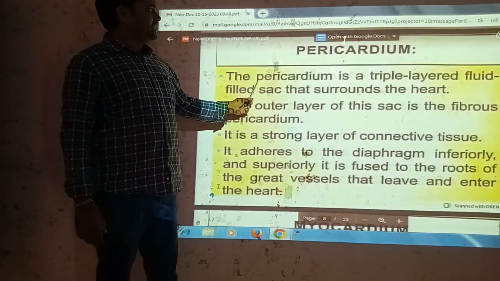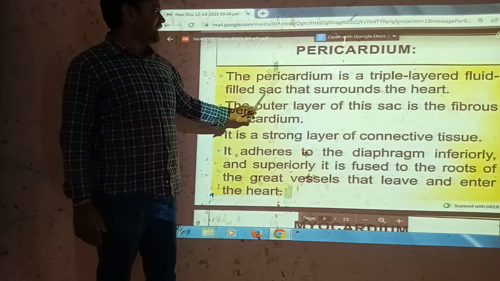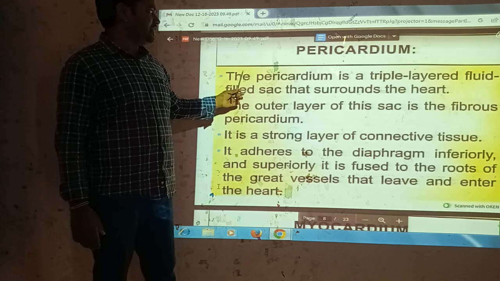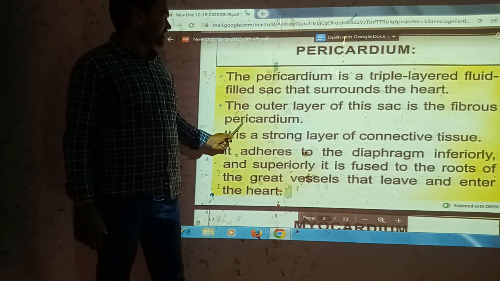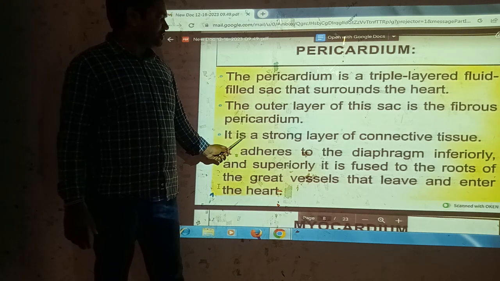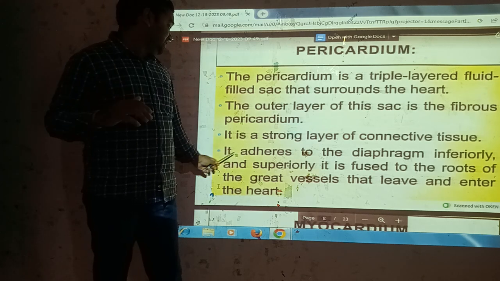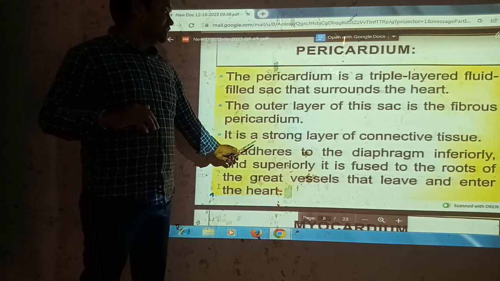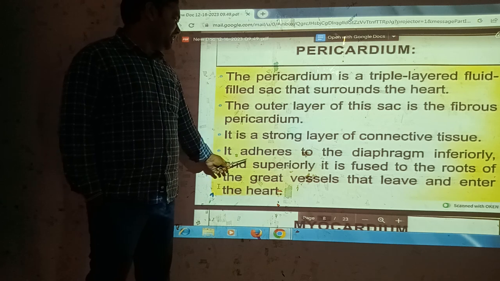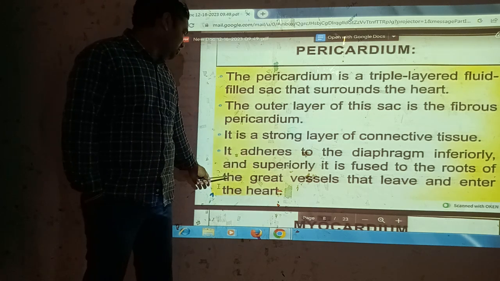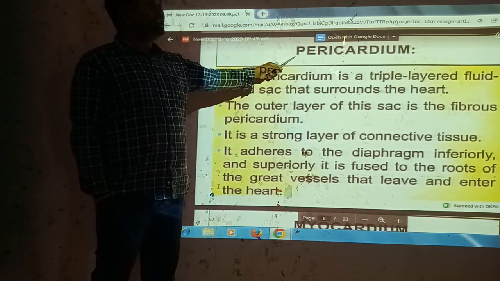Now the pericardium information. The pericardium is a triple layered, fluid filled sac that surrounds the heart. This is the pericardium's main protection role. The outer layer of this sac is the fibrous pericardium. It is a strong layer of connective tissue. It adheres to the diaphragm inferiorly and superiorly. It is fastened to the roots of the great vessels that leave and enter the heart. This is the information on the pericardium.